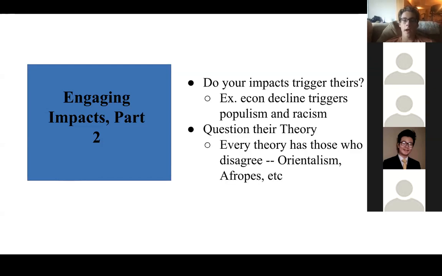However, every theory has a counter theory, for lack of a better word. Every theory, like Orientalism, has been critiqued itself and has people that disagree with it and publish materials that are like, hey, this thesis of this argument is totally wrong, and this thesis of this argument is totally wrong. What you can do to respond to these arguments is cut the cards of those who disagree with the theory and then use those to respond to the theory.